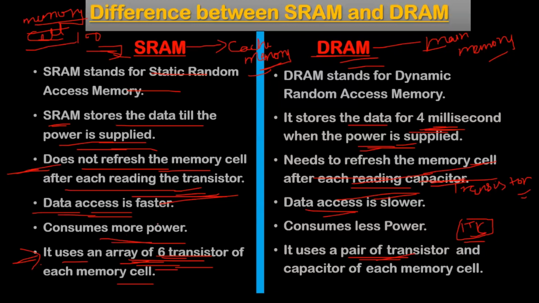SRAM consumes more power because in SRAM, in every memory cell, we have 6 transistors. To run those 6 transistors, we need more power. In DRAM, we have only a single transistor and one capacitor. So that means to run that, we need less power. So this is the difference between SRAM and DRAM.